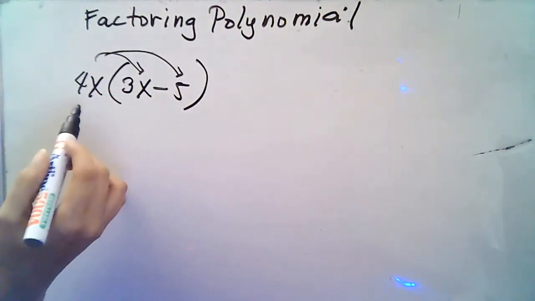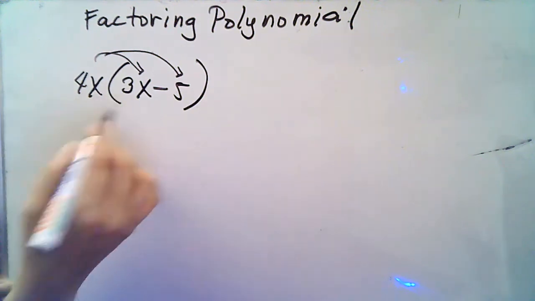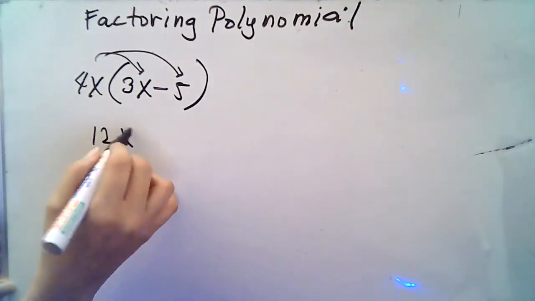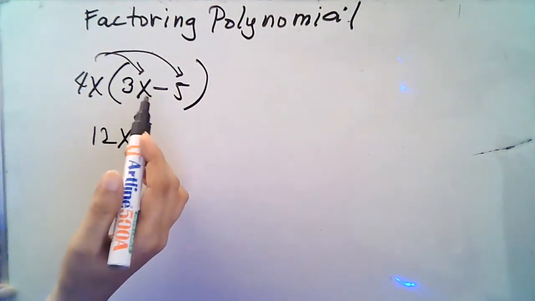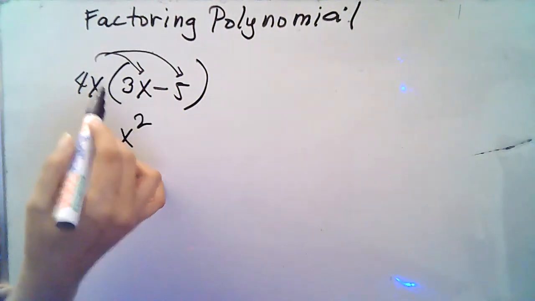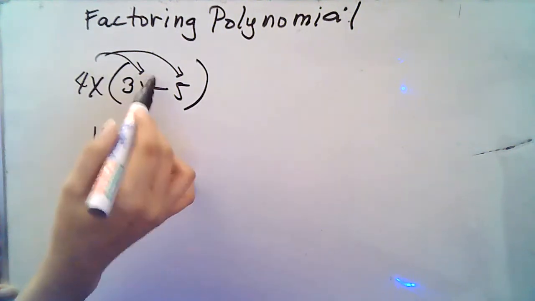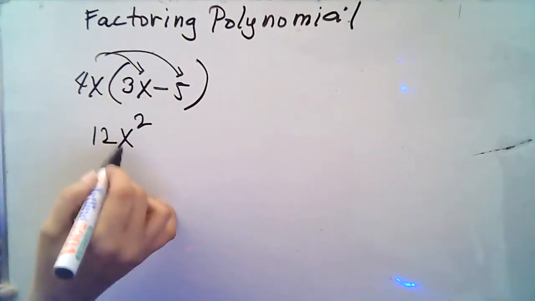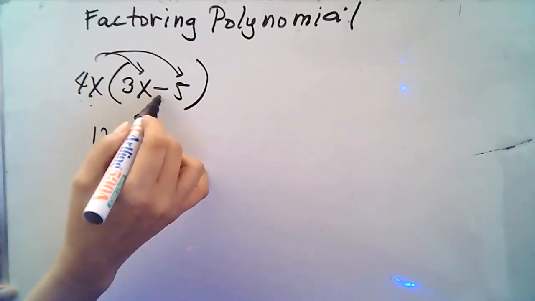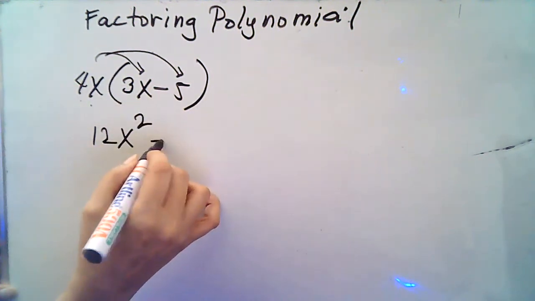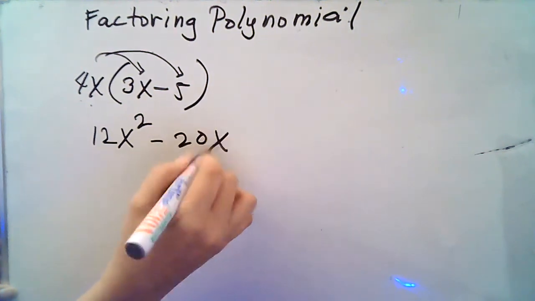So first, we're going to multiply 4x times 3x. So that's going to be 12x squared. Remember the product rule of exponents: just simply add the exponents of the same variable. So that's why it becomes x squared. Next is to multiply 4x by the second term, -5. So that's going to give us -20x.